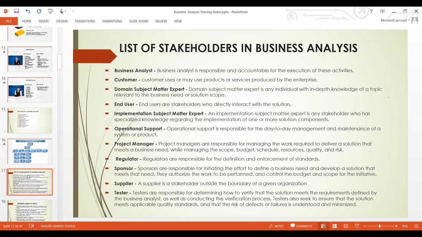Then you have tester. Testers are responsible for determining how to verify that the solution meets the requirements defined by the business analyst, as well as conducting the verification process. As a business analyst, you can be a tester, but some organizations tend to have a separate tester from the business analyst. So they test what you are doing, kind of creating checks and balances, because as a business analyst, you are the person that created everything, and you test everything. At times there might not be checks and balances. So at times they create testers or QA, quality assurance analysts, to have these checks and balances within the project.